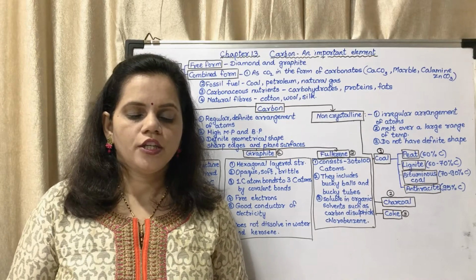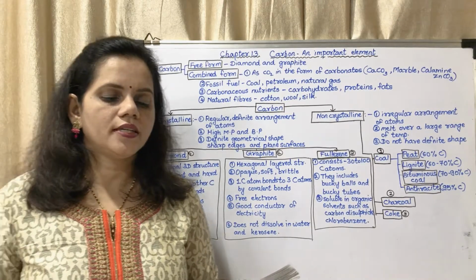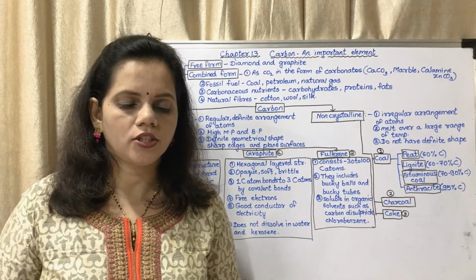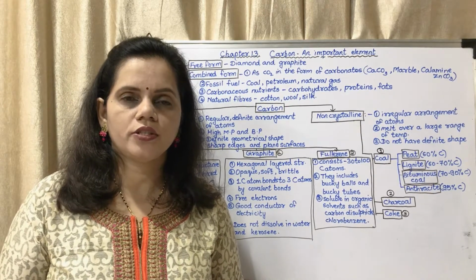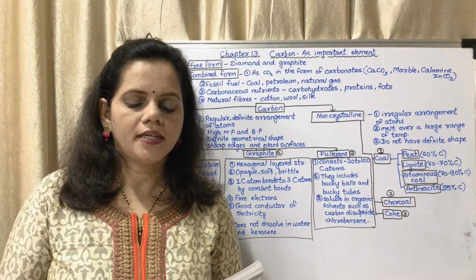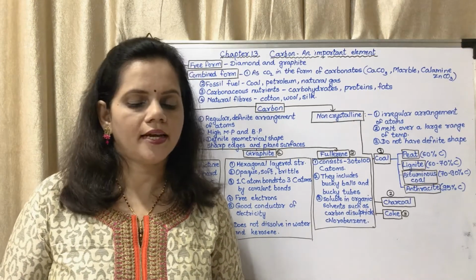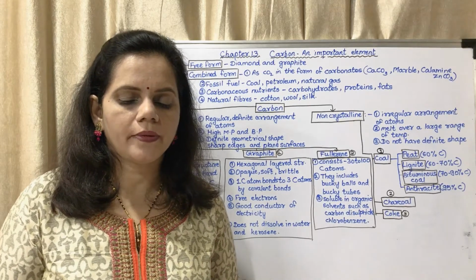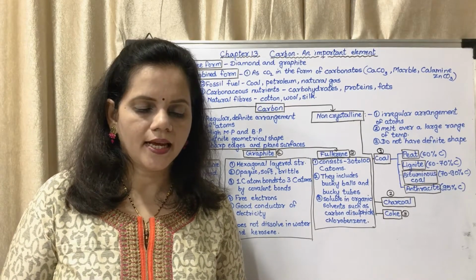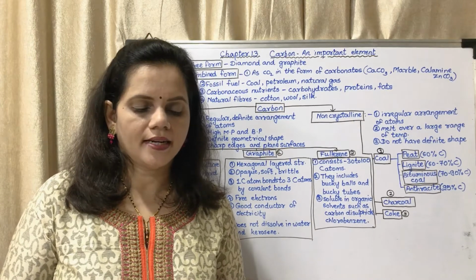Now, uses. Diamonds are used in glass cutting and rock drilling machines. Diamonds are used in ornaments. Diamond knives are used in eye surgery. Diamond dust is used for polishing other diamonds. Diamond is used to make windows, giving protection from radiation in space and in artificial satellites.